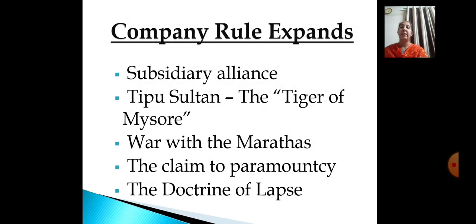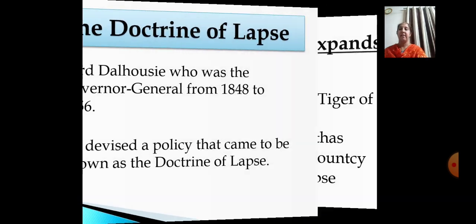Now, in Company Rule Expands, the last topic that we are going to do today is the doctrine of lapse. Children, we have learnt about the new policies in this topic. We learnt about the subsidiary alliance. Then they tried to have the claim to paramountcy. Now, the new policy that the company wanted to adopt was the doctrine of lapse. What is the doctrine?